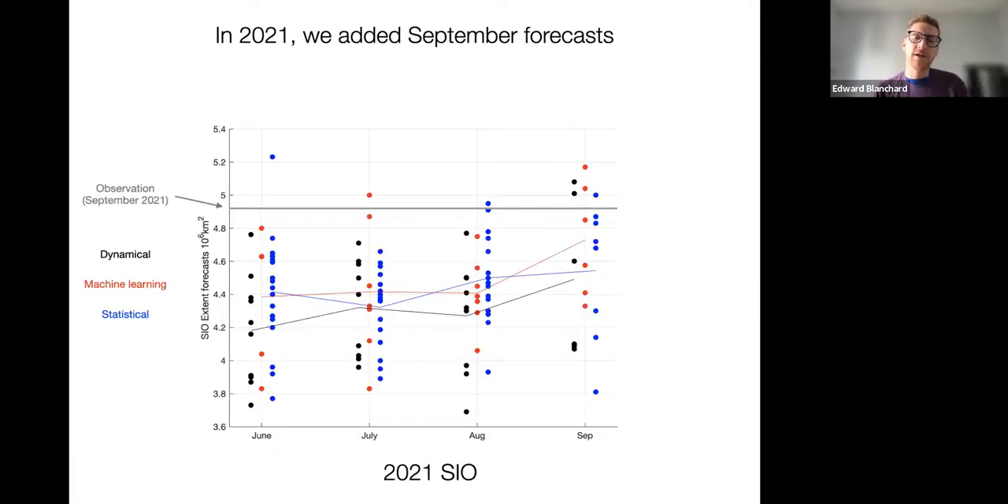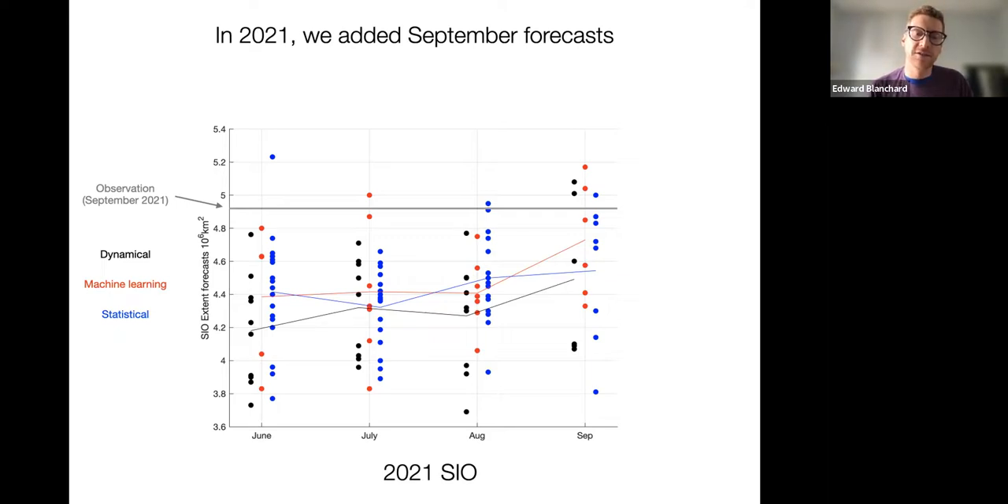Okay, so I did mention that in 2021, we added forecasts in early September. Historically, I think we didn't do this because there was a feeling that by early September, you're already in September, you kind of know what the answer is going to be. So is there much to learn from this exercise?